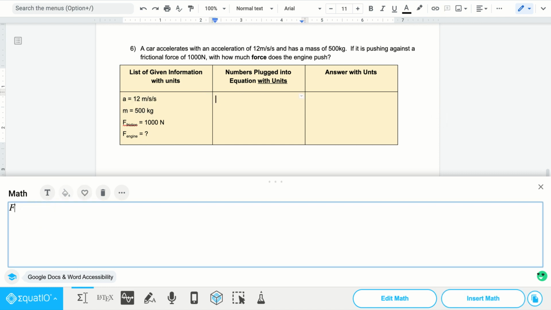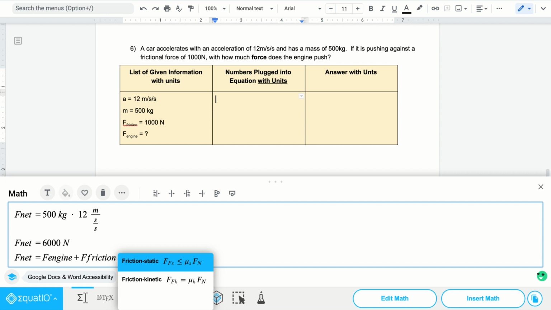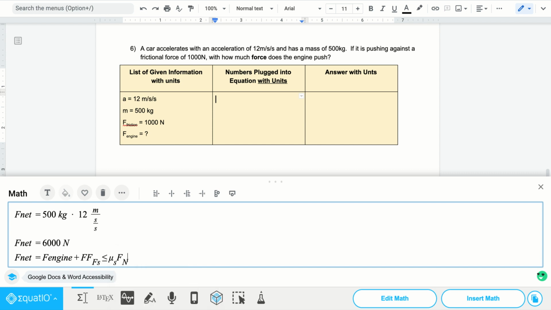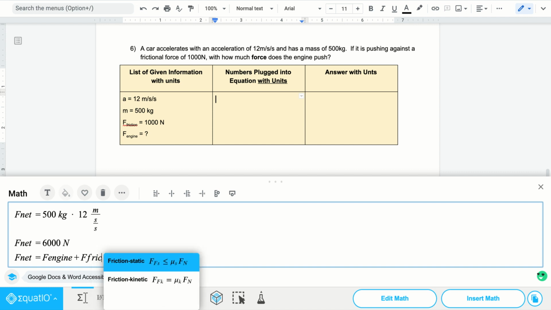So, let's figure out the net force. Force net is equal to the mass times the acceleration, and that will give us a net force of 6,000 newtons. Then, that net force is equal to the force of the engine plus the force of friction, keeping in mind that the frictional force is going to be in the opposite direction from the others.